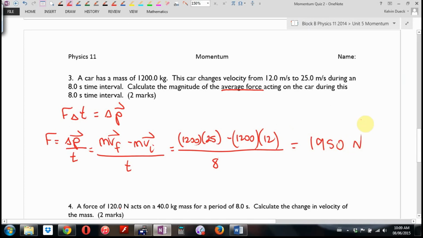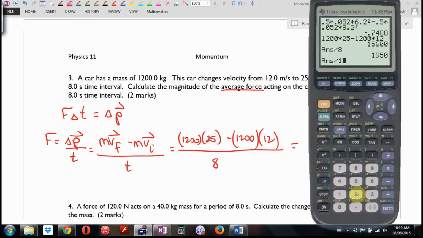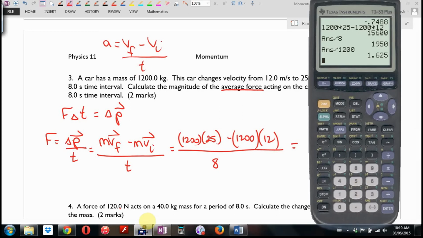By the way, what's the acceleration? If I know force, how can I find acceleration? F equals ma, divide by the mass. So if I divide by 1,200, there's my acceleration in meters per second squared. Or I could also have gone a equals vf minus vi. I'm doing some review for you guys towards the end of the year. I could have done that. And watch what happens if I go bracket 25 minus 12 divided by 8. Lo and behold, I get the same answer. I have to get the same answer with both different methods because the physics doesn't change from one situation to another.